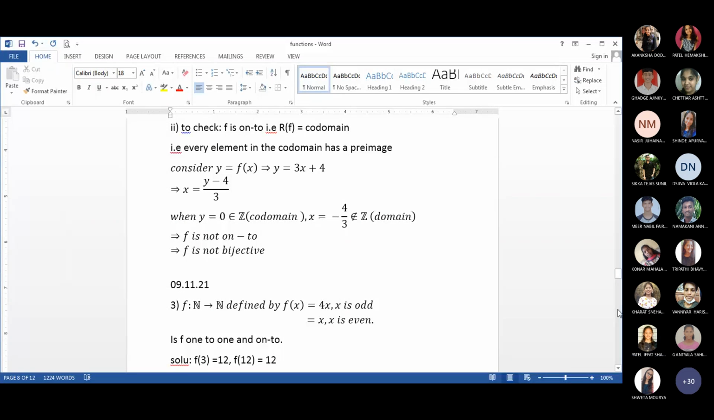See, read the function definition properly. How is the function defined in this case? f of x is 4 times x when x is odd, and it is x when x is even. So when you take f of 3, it is odd, so I got 4 into 3, which is 12. And when you take f of 12, it is even, so f of x is x when x is even, so f of 12 is 12.